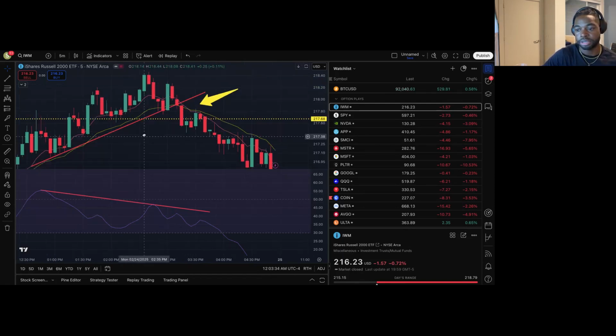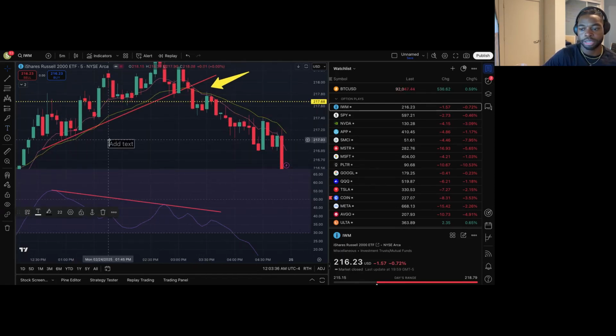This is called bearish divergence, when your price is going up and then your momentum indicator is coming down.